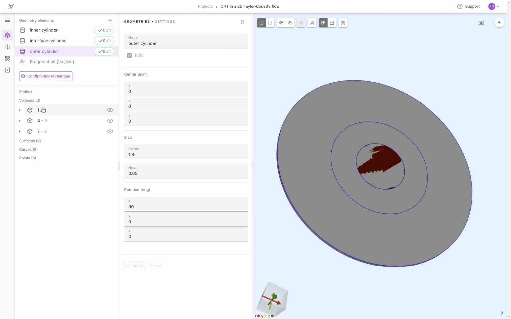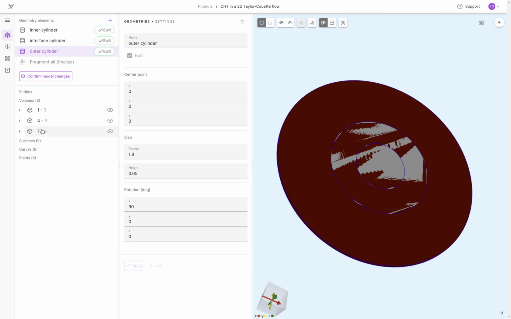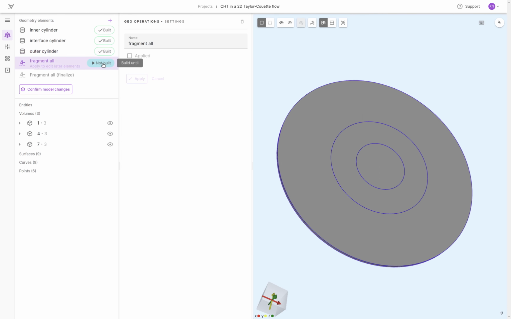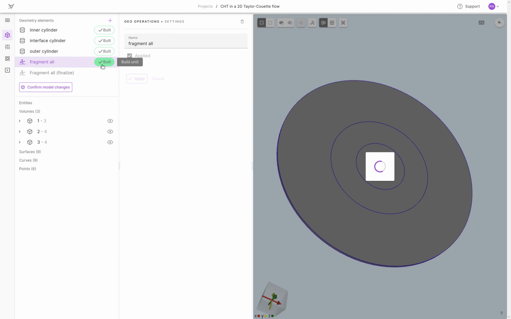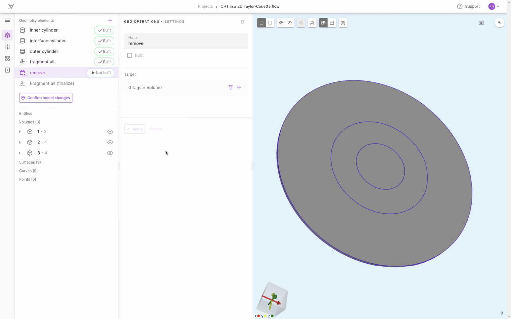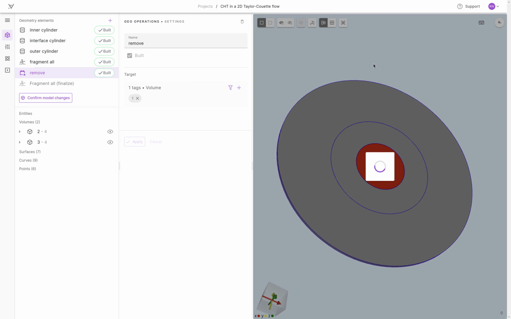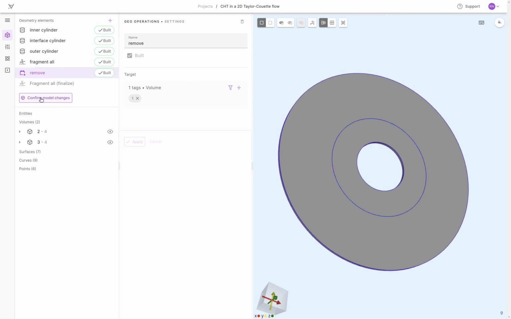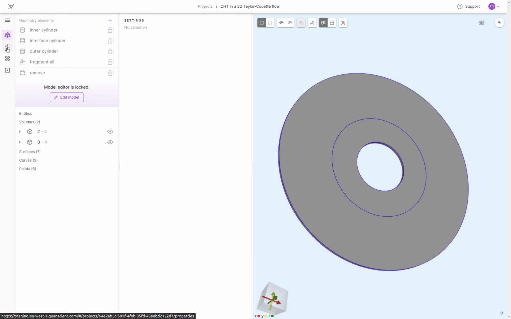At this moment, all the cylinders are overlapping each other. So we perform a Boolean operation called fragment all, which removes these overlappings. Finally, we perform the remove operation and select the innermost cylinder. So now we are left with the required two concentric hollow cylinders. We confirm the model changes and proceed to the next step of the simulation setup.